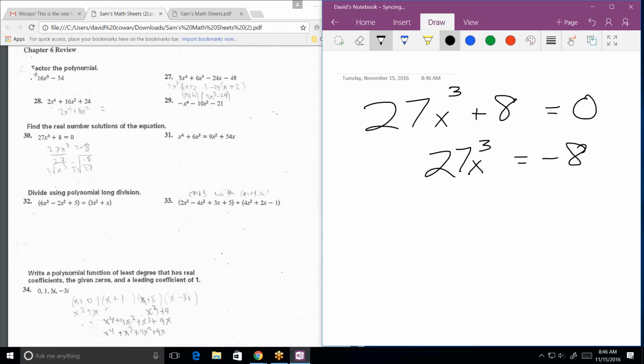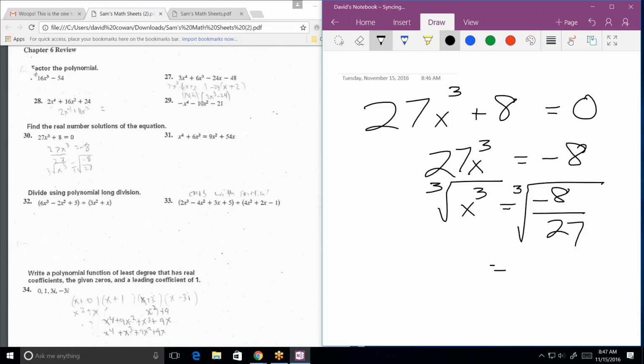Divide both sides by 27. So now I have x cubed equals minus 8 over 27. And now take the cube root of both sides. Okay, that's actually what I did. Okay, and that gives you the cube root of minus 8 divided by the cube root of 27. What's the cube root of minus 8? Wouldn't it be 2? It's negative 2.